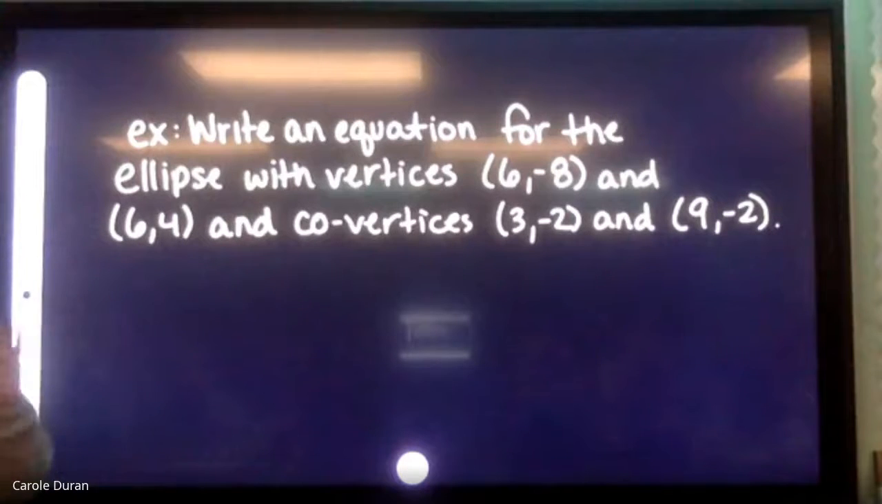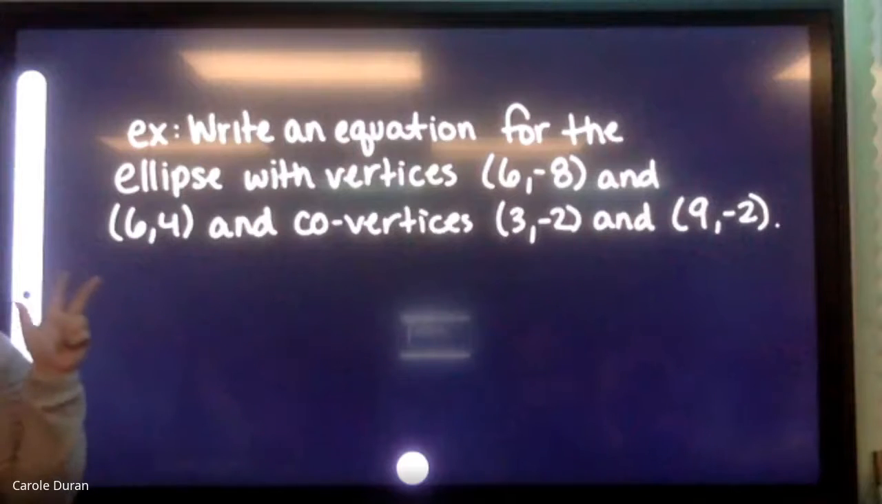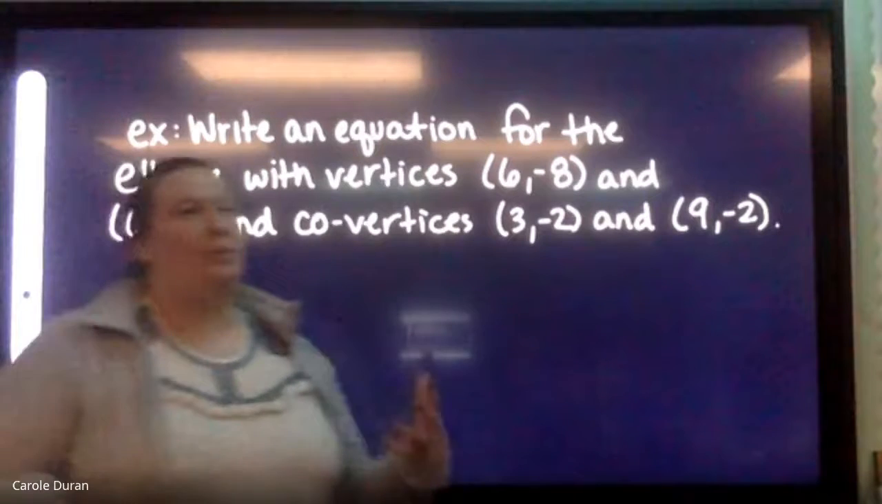What piece of information do I need to know in order to write the correct equation? I have to know the center. What else do I have to know? Foci. I don't need to know the foci, actually. I have to know A, I have to know B, and I have to know what other thing? The orientation. So I have to know if it's a vertical ellipse or a horizontal ellipse.